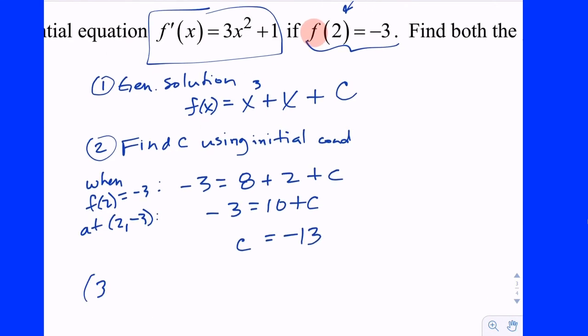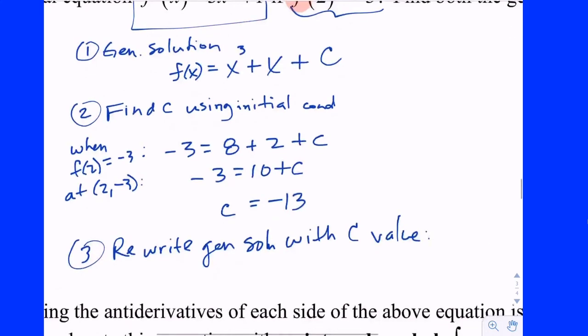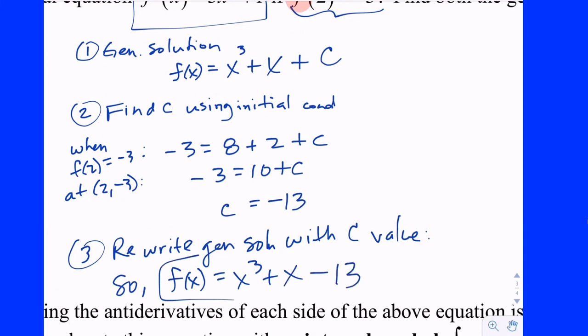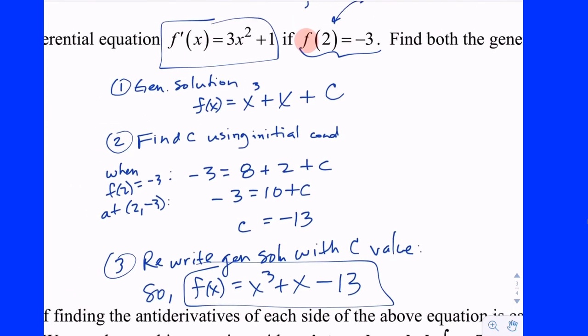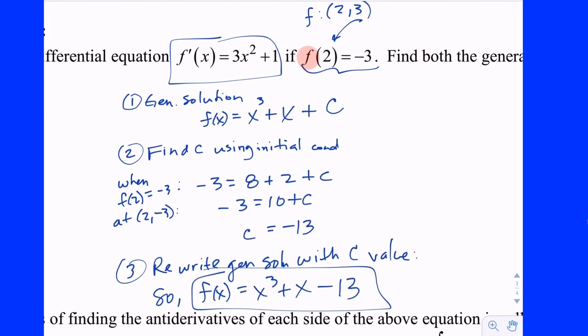The final step is to rewrite your general solution with the c value that you found. So, it's a good transition word. f of x is going to equal x cubed plus x and then minus 13. And so there is the function f of x whose derivative is 3x squared plus 1. That happens to pass through the ordered pair 2 comma negative 3.